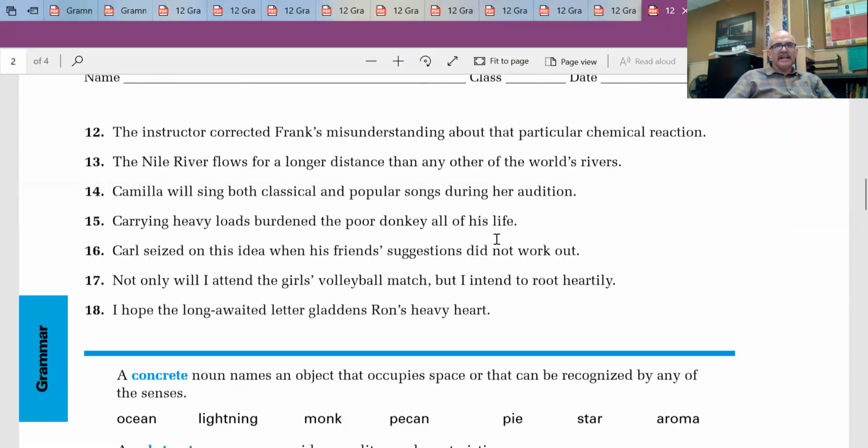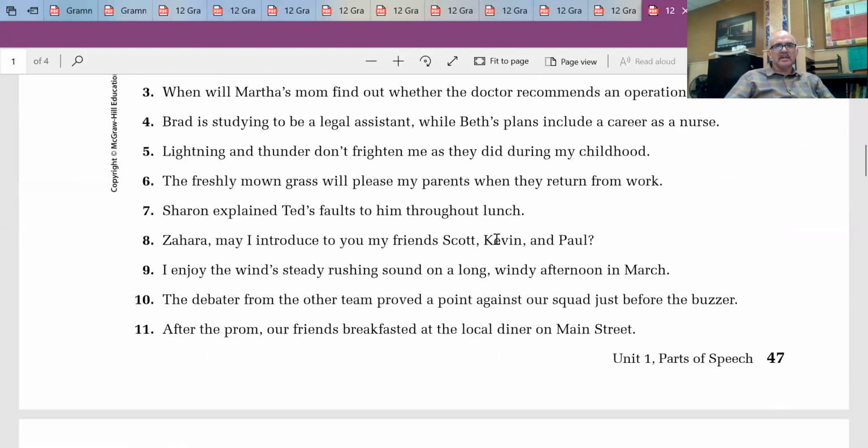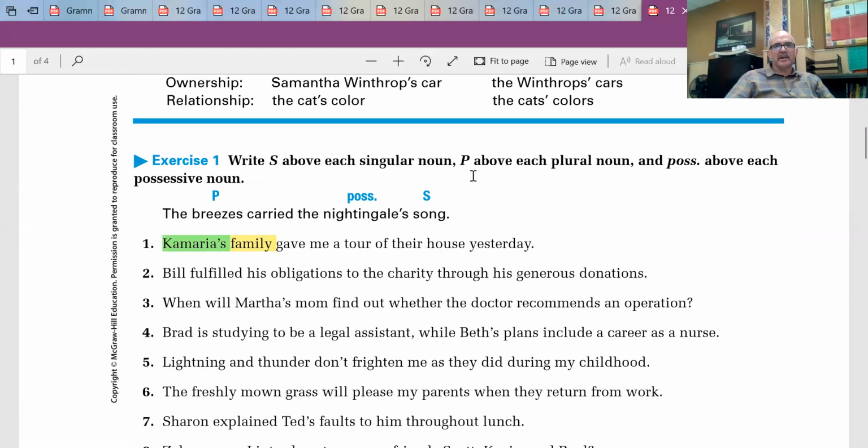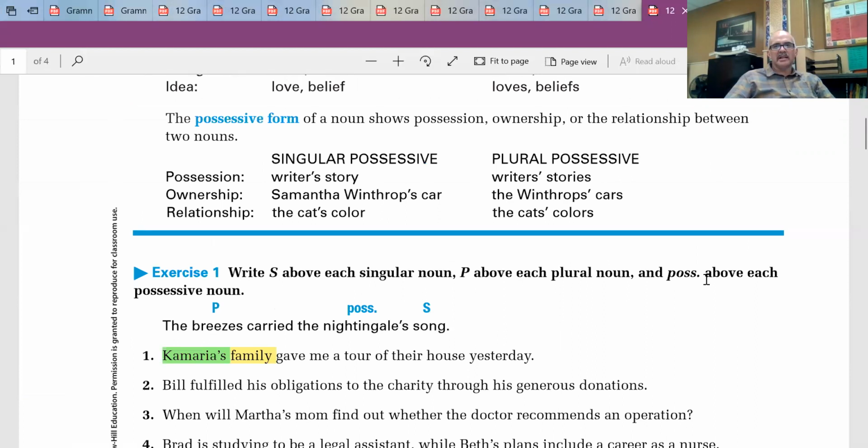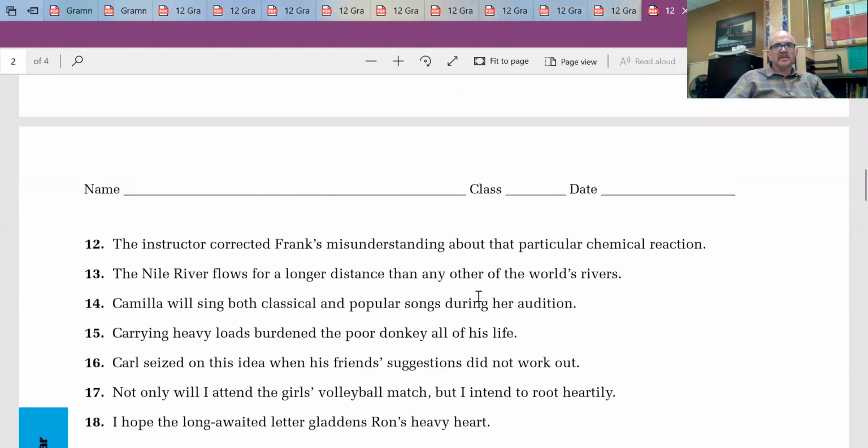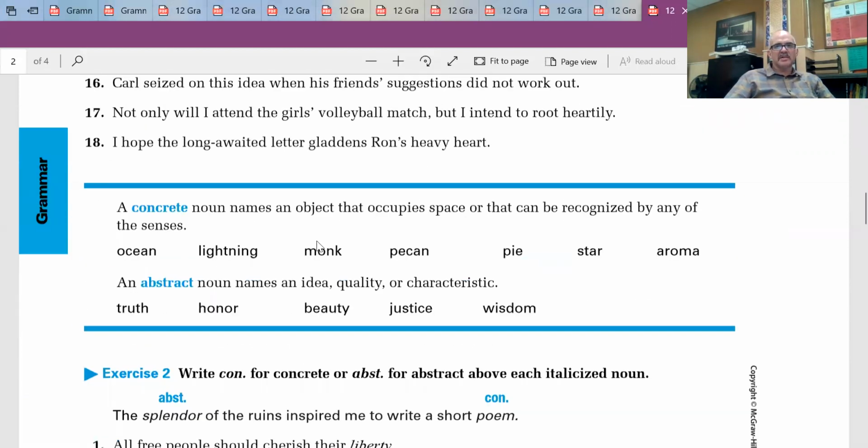Okay, there are 18 of these. Let's just do 10 of those. That will be fine. So you're finding all the nouns and telling what kind each is according to those categories. Moving right along to the second exercise or the second section.